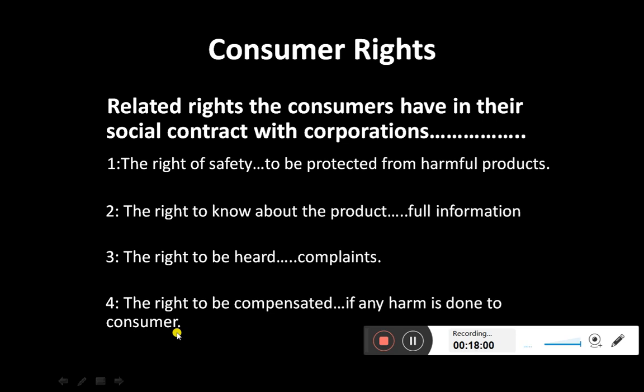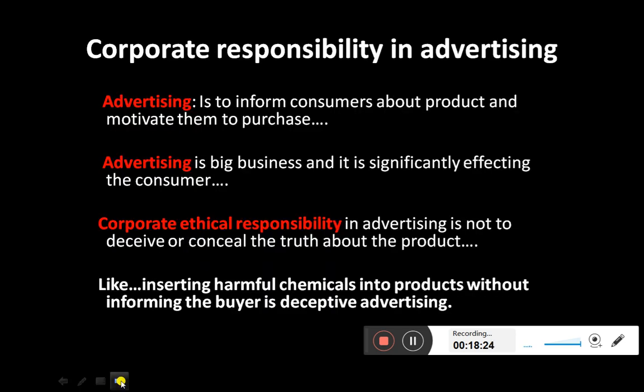Yes, another example, the road example: suppose from the courier company I want to send a courier to another city, and the courier goes missing through the negligence of the business. Now the business is responsible to compensate me. So this right of the consumer is known as the right to be compensated.